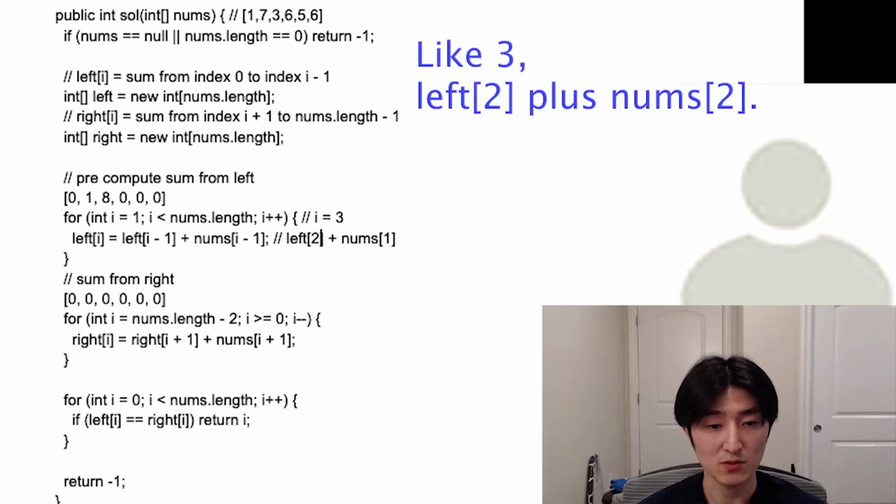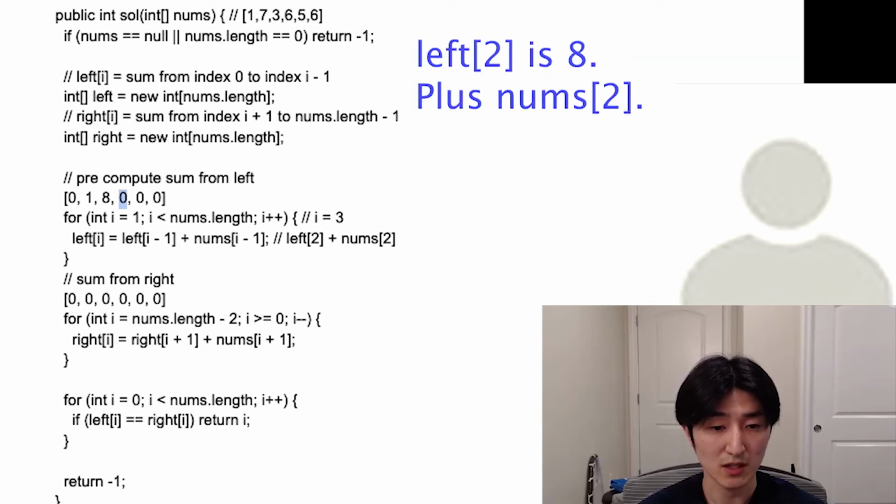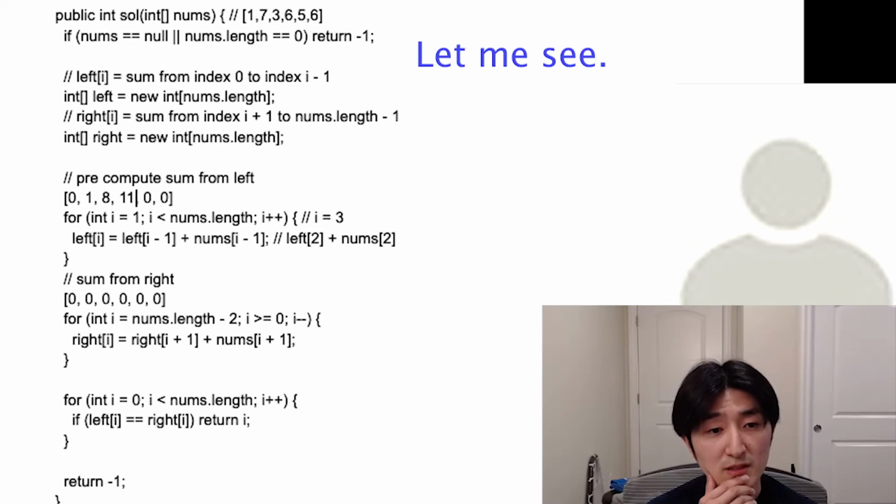i = 3, left 2 plus nums 2. So we are computing this value. Left 2 is 8 plus nums 2, which is 3, so 11. 11, that is correct. Let me see. So left, i equals 3.